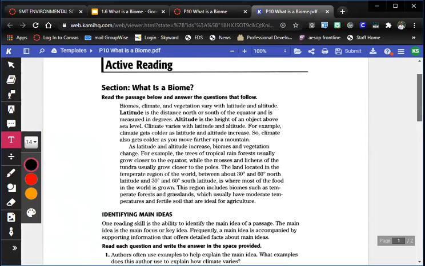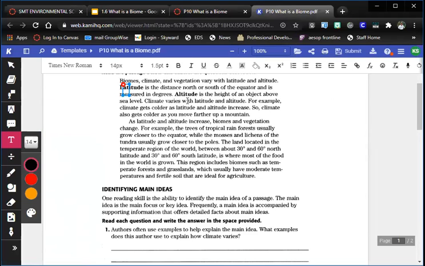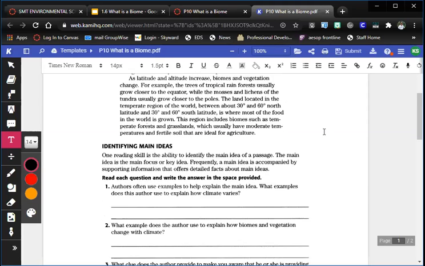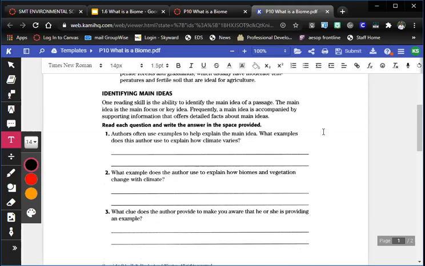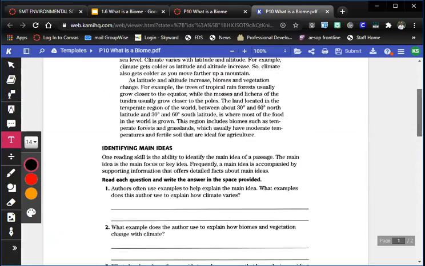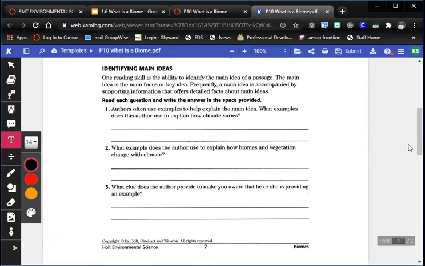So this should talk about the exact same things we just said, our latitude, our altitude. Okay. And it should ask questions along the lines of the pictures I just showed you. Okay. So at this point, I sat on the call for 20 minutes waiting for questions to come in. I did not get many questions. So hopefully you're able to look at this reading and answer the questions. As always, email me if you have any questions or comments.